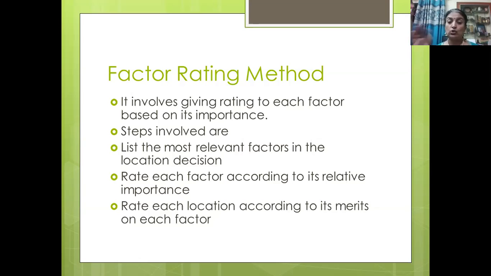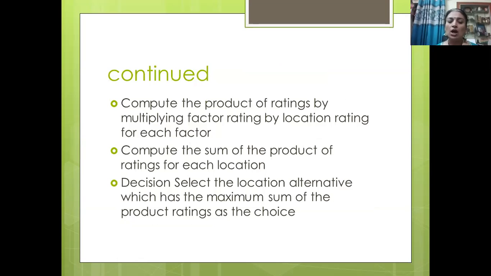And next to that we should give the other ratings. Then comes rating each location, meaning location A, location B, location C. How many locations are there? We should rate each location according to its merits on each factor. Then comes compute the product, meaning we should multiply the rating of the factor and the rating of the location. That product will be written in another column.